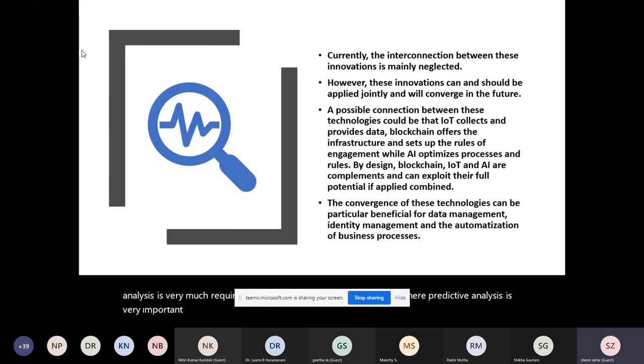And for data management, identity management and automation, all these things are done by three very, very important technologies, or we can call them new methodologies, which will make the business industry boom, and it will be like a change in the business environment.